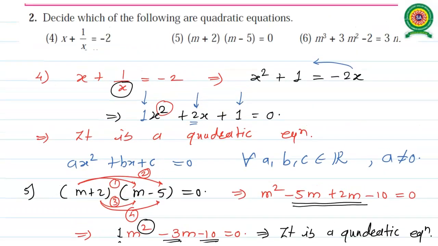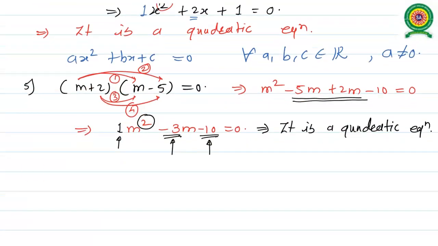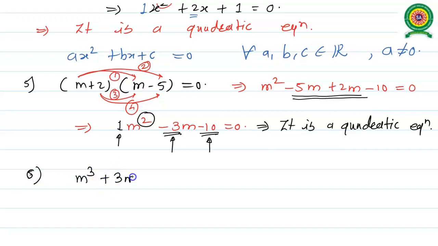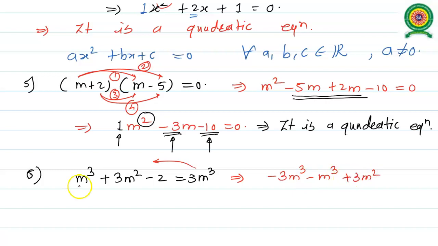Now look at the last sub question within question number 2. m cube plus 3m square minus 2 equals 3m cube. So I am writing here the sixth sub question. We have m cube plus 3m square minus 2 equals 3m cube. Once we shift that 3m cube from RHS to LHS, we will get minus 3m cube minus m cube plus 3m square, positive m cube and 3m square minus 2 as it is, equals 0.